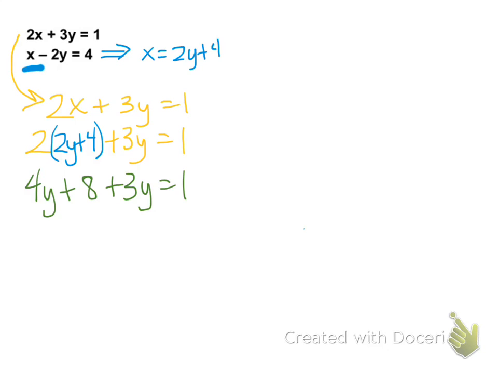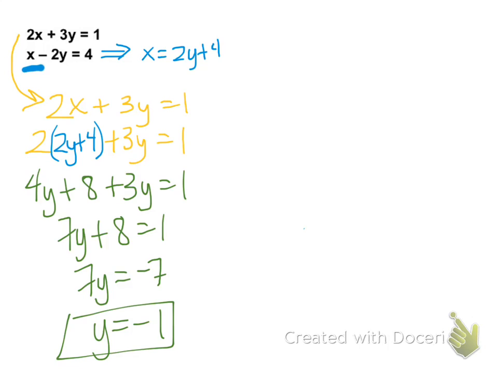If you want to pause the video and finish doing this, and then come back to see if we get the same answer. So 7y plus 8 equals 1. Continuing to solve this equation, we get that y equals negative 1.